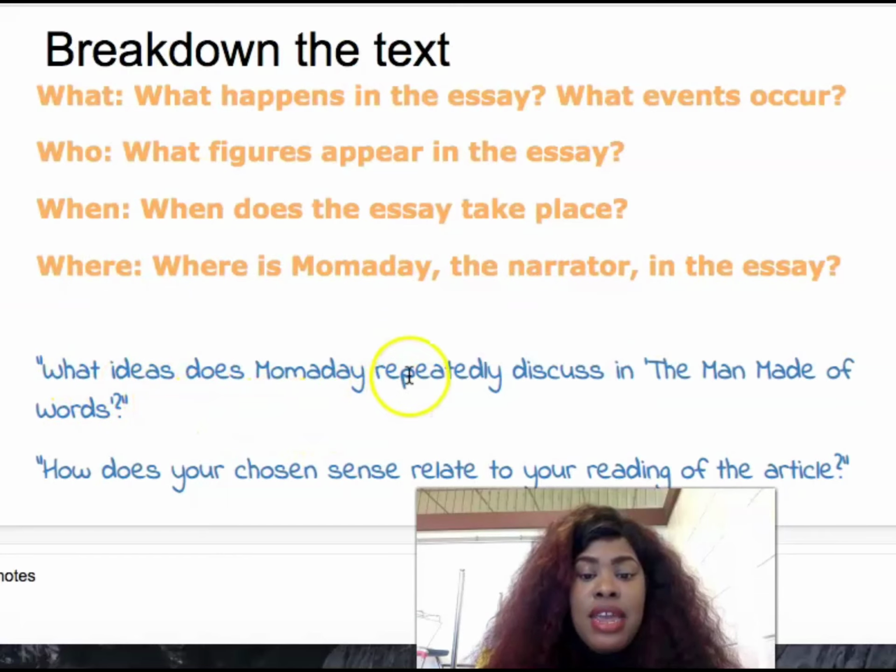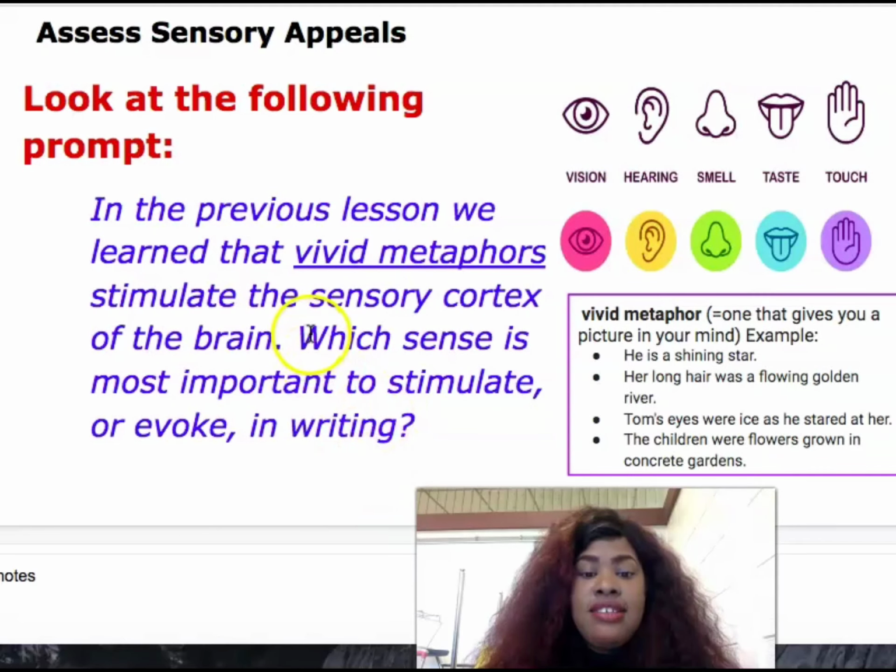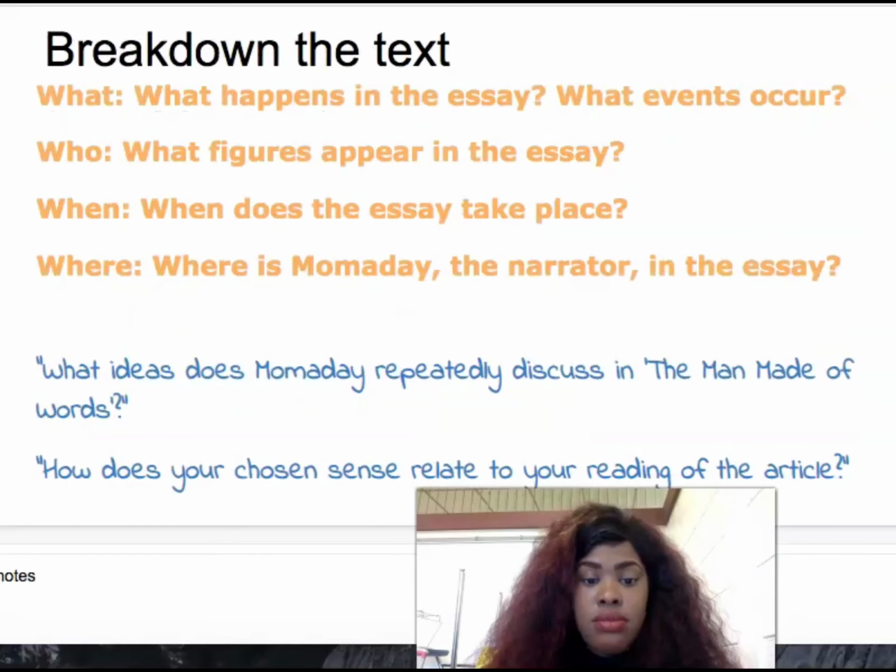What ideas does Momaday repeatedly discuss in The Man Made of Words? What does he repeatedly talk about? And how does your chosen sense relate to your reading of the article? So when we talk about your chosen sense, remember that at the beginning of the lesson, I asked you guys to answer which sense is the most important to stimulating or evoking in writing. So whichever sense that you chose, I want to know how your chosen sense relates to the reading of the article.